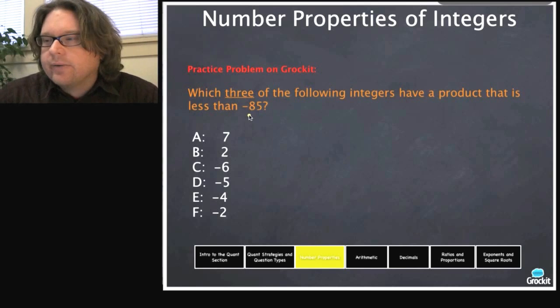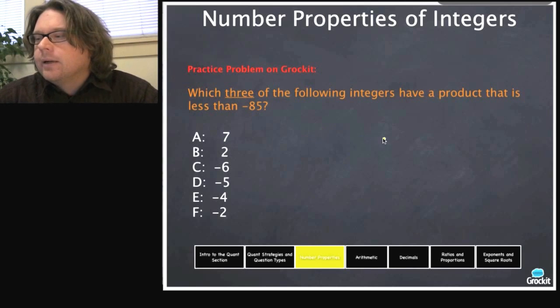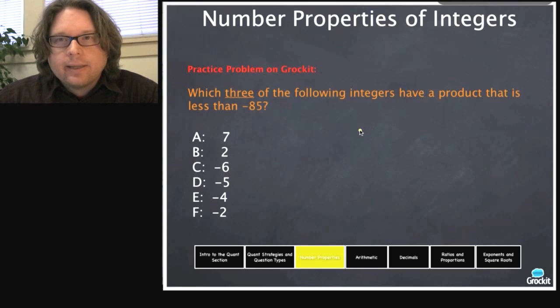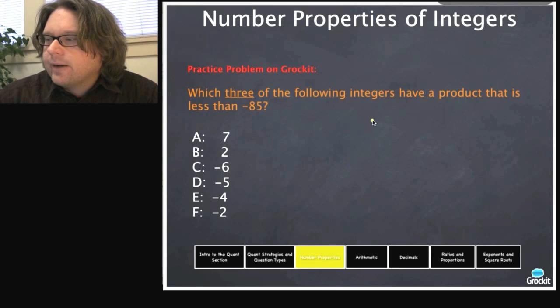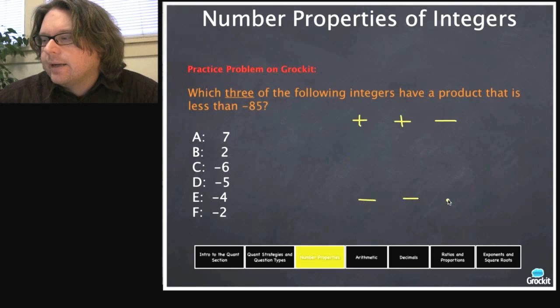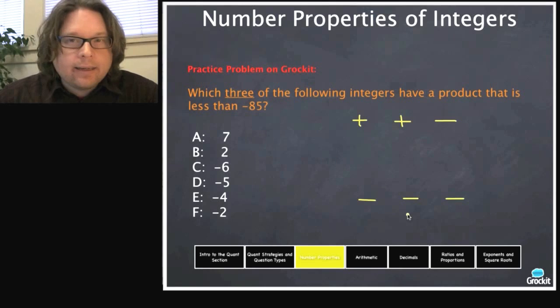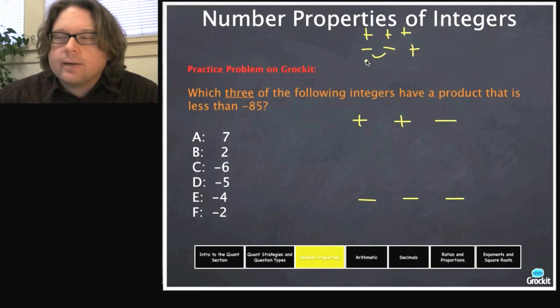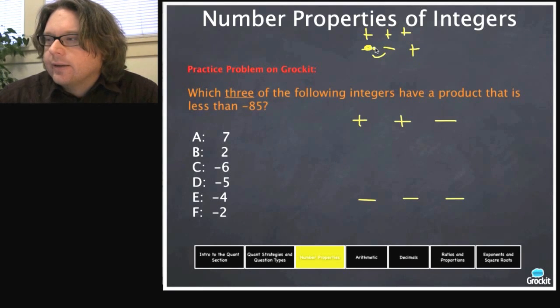How can we get a big negative number? And we have to do it with three numbers. So knowing what we just learned about positives and negatives, to get a negative number at the end out of three numbers, we either have to have positive times positive times negative, or we need to have negative times negative times negative. Anything else will give us a positive number. If we do plus plus plus, that's positive. Also, if we do minus minus plus, two negative numbers, negative times negative is positive, turns into a positive number.